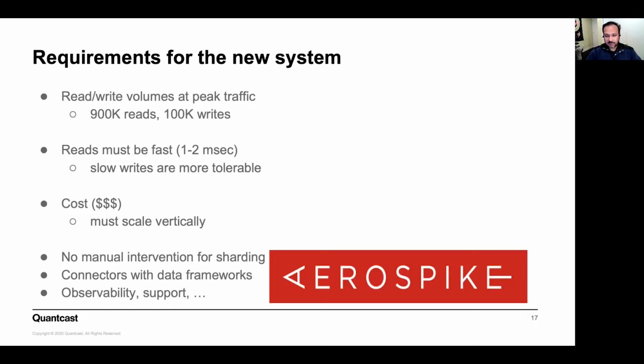After looking around, we decided to go with Aerospike as a replacement for Keebler. However, I should note that the techniques that I'm going to present in the slides don't use any specific features of Aerospike. The process that we use to migrate from Keebler to Aerospike should be applicable to any database.